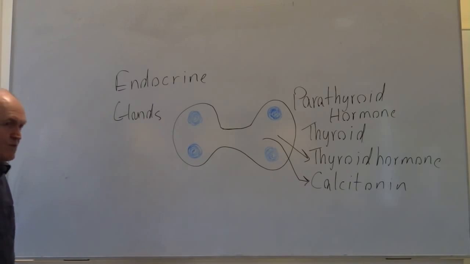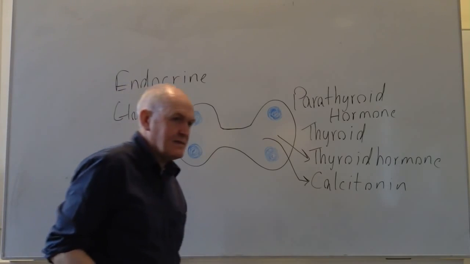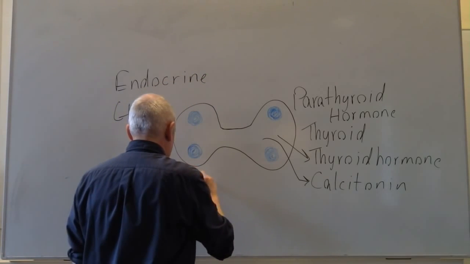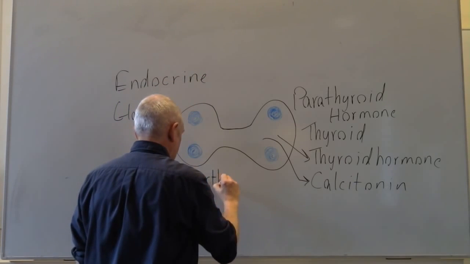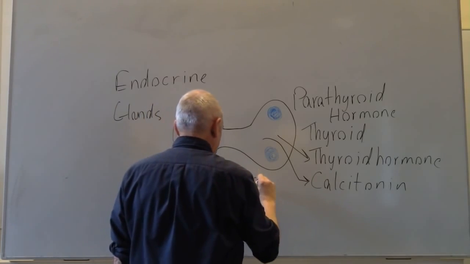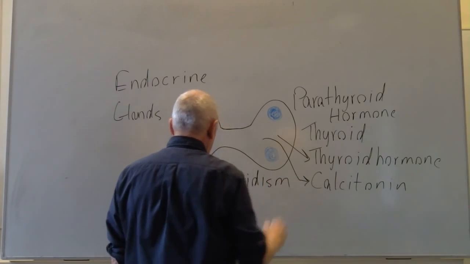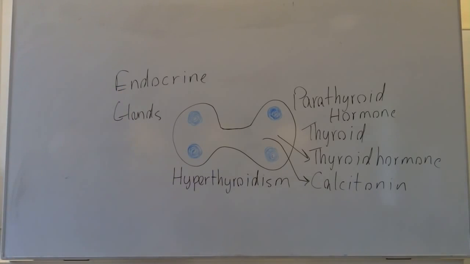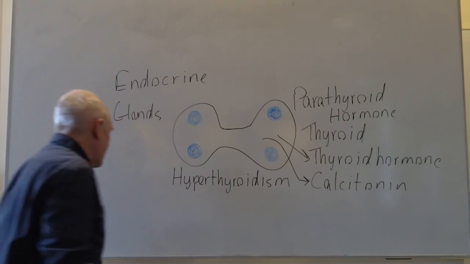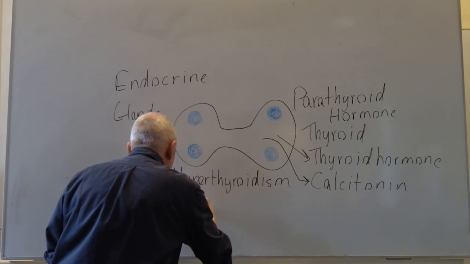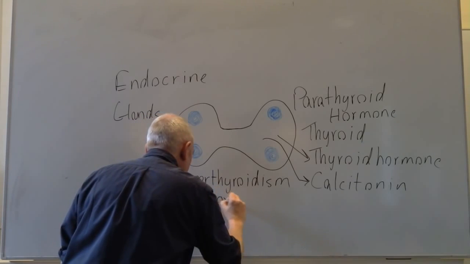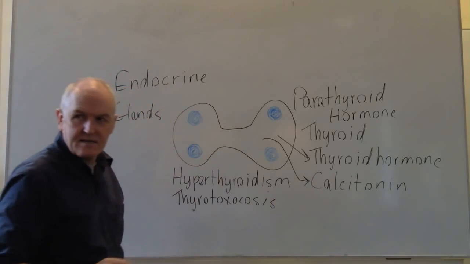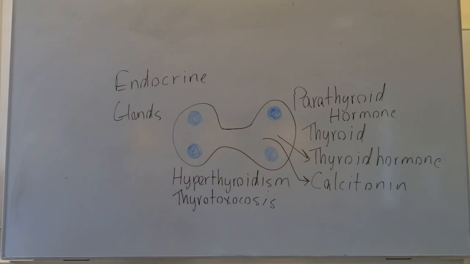And obviously these would be abnormal states, wouldn't they? So if there was too much, that would be hyperthyroidism. Hyperthyroidism would be too much. That's sometimes called thyrotoxicosis, where you get toxic effects from having too much thyroid hormone.